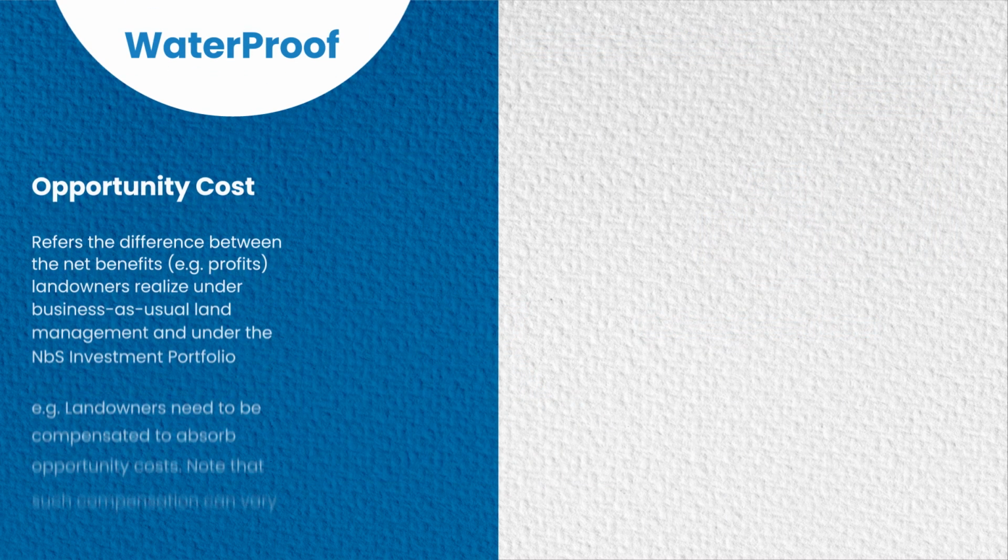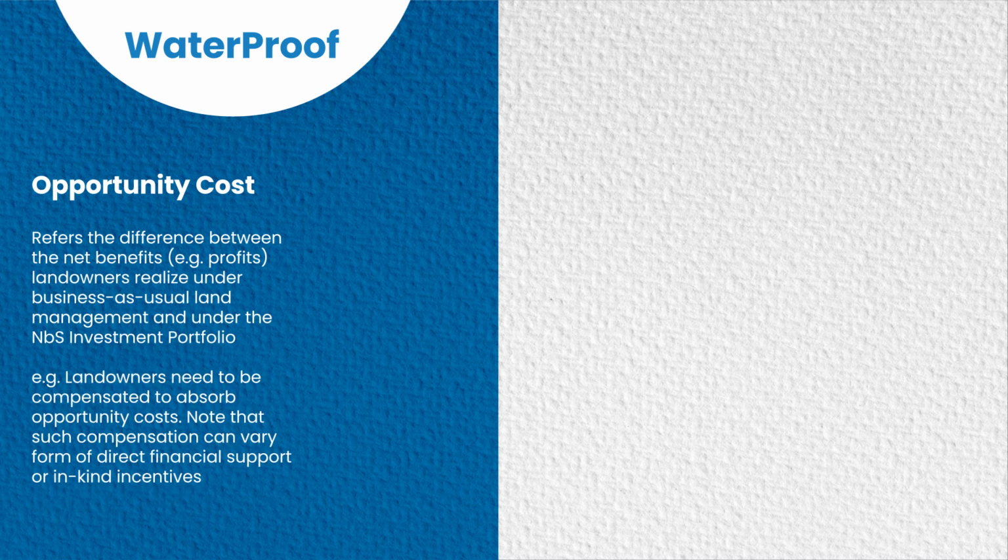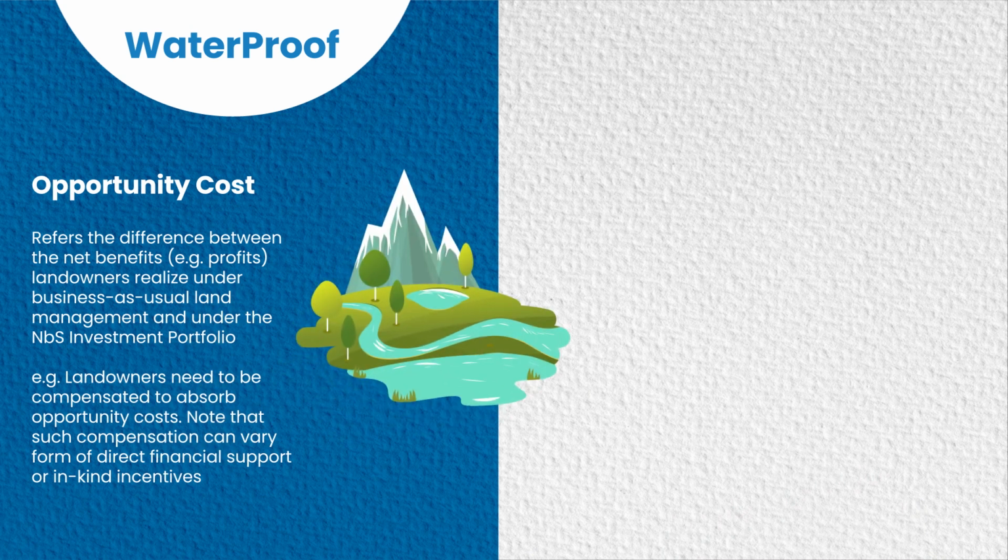Also included are opportunity costs, which refer to the difference between the net benefits that landowners obtain from normal land management and those obtained from nature-based solutions investments. Normally, it is necessary to compensate landowners for foregoing the opportunity to use the land in another way. Note that such compensation may vary considerably and take the form of direct financial assistance or in-kind incentives.